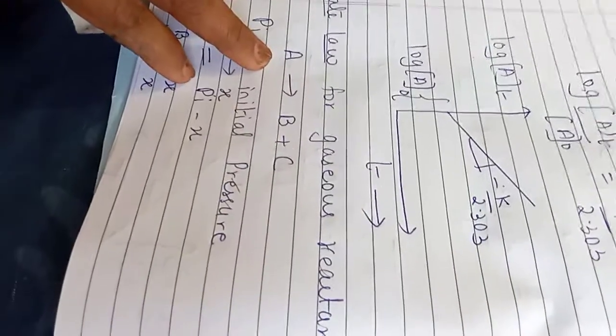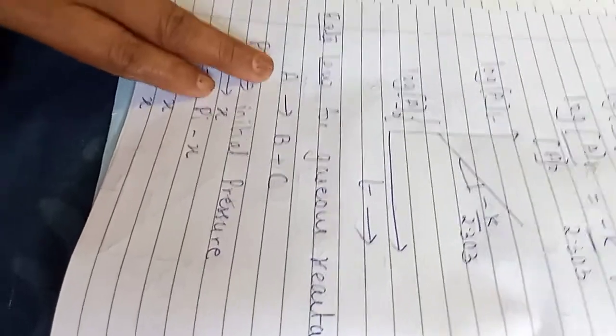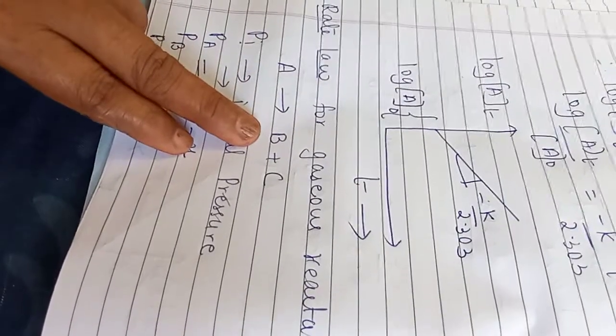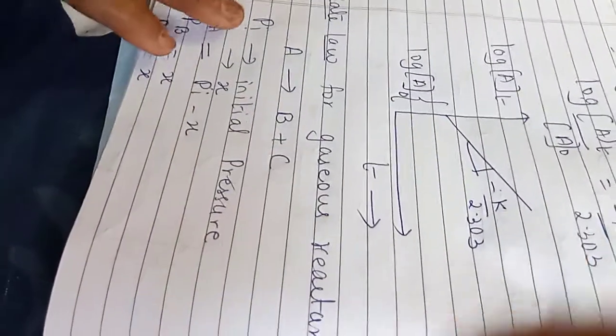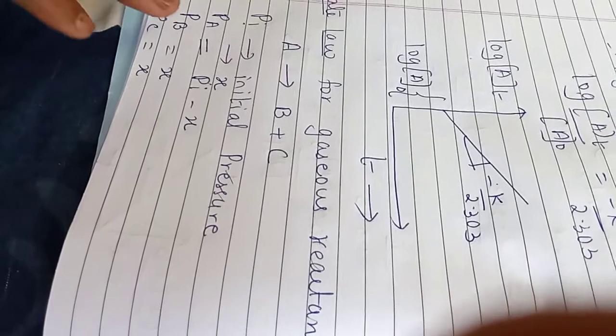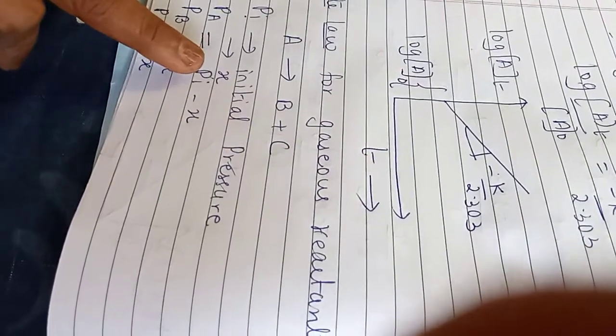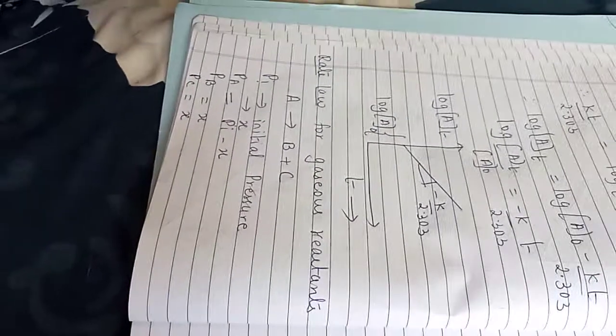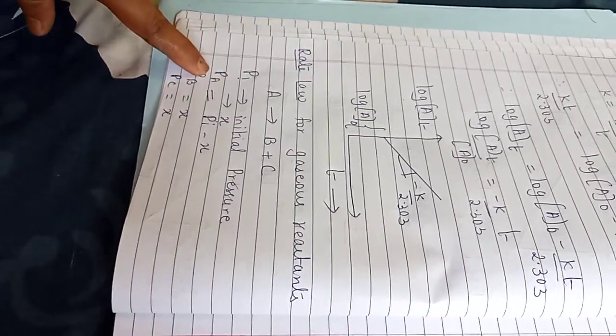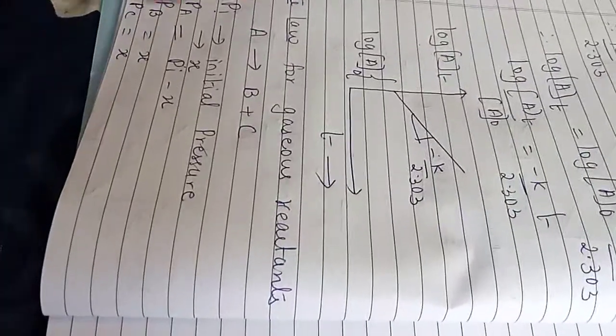Wait 1 minute. I'll repeat. Here we are taking the reactants and the products in terms of gaseous form. Consider a reactant A forming products in the form of B and C. Let P_i be the initial pressure and x be the concentration which decreases with respect to time. Therefore pressure of A is equal to P_i minus x. As the pressure of A decreases, simultaneously the pressure of B and C increases by same amount, that is x and x.